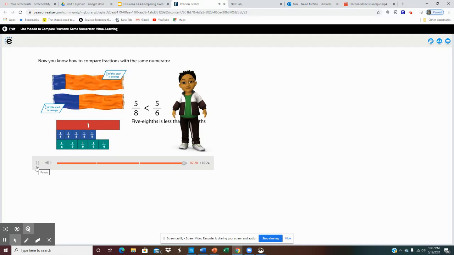Now you know how to compare fractions with the same numerator. Okay, awesome.